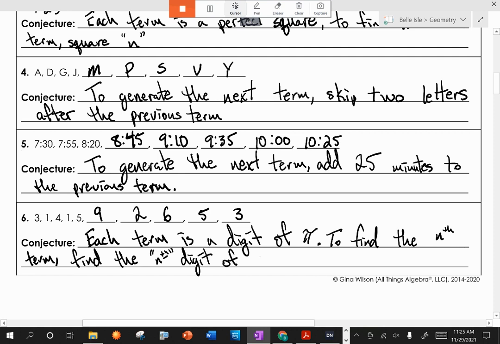Your conjecture should read something like: each term is a digit of pi. To find the nth term, find the nth digit of pi. N is a number, just what we use for sequencing in math.